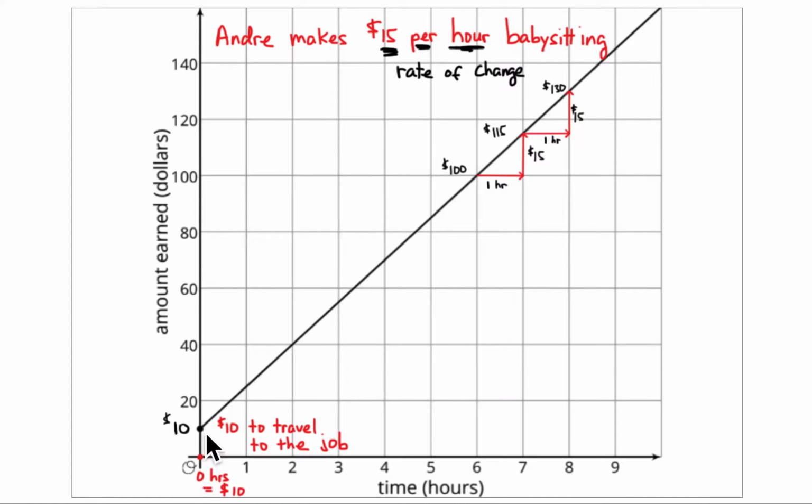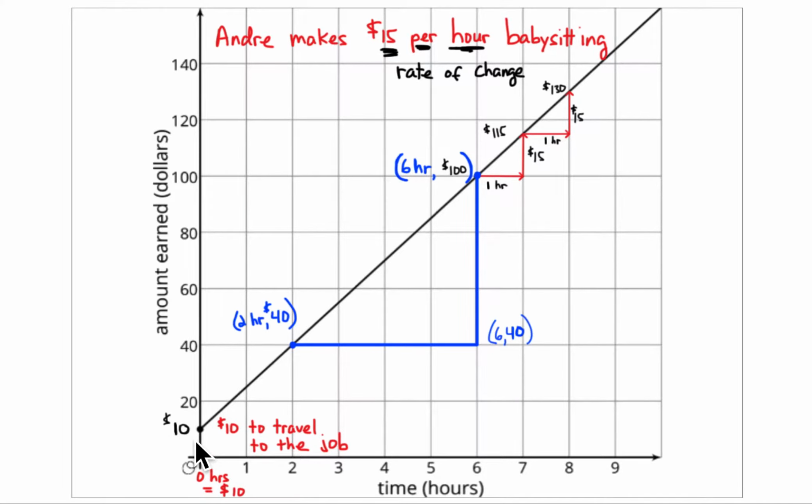And so thereafter, it's $15 for each hour. So it is a constant rate of change, but it's starting at someplace other than 0, 0. So it is not proportional. So if you double the number of hours that he works, you do not double the amount of pay that he gets. If you triple the number of hours he works, it does not triple the amount of pay. You have to include that $10.